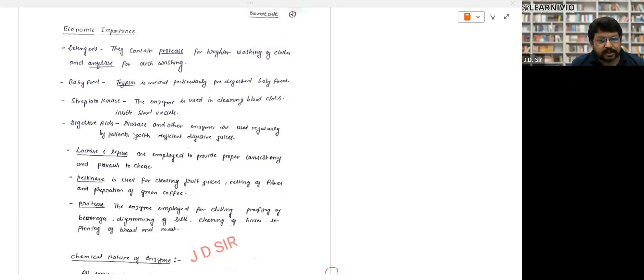Digestive acid. Diastases and other enzymes are used regularly by patients with a deficiency of digestive juices. So digestive acids are given to those patients where the secretion of digestive juices is less.